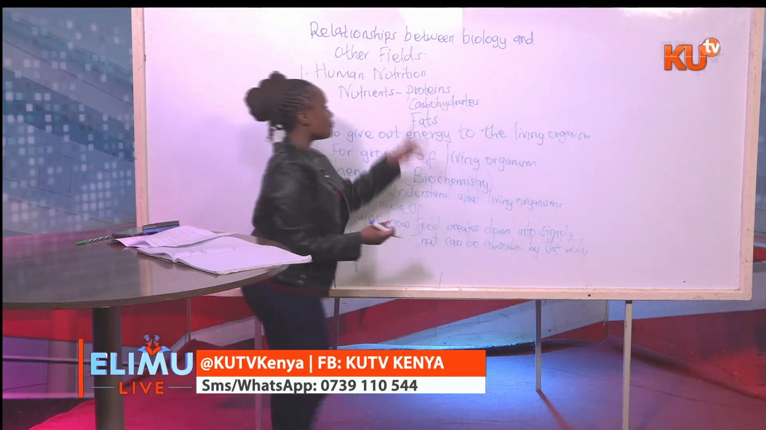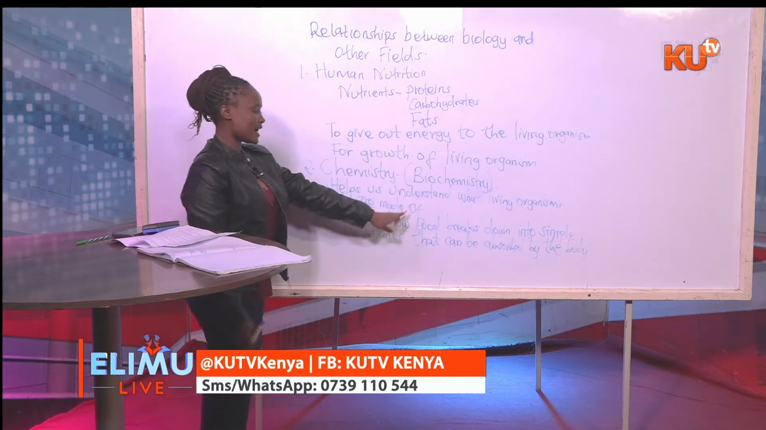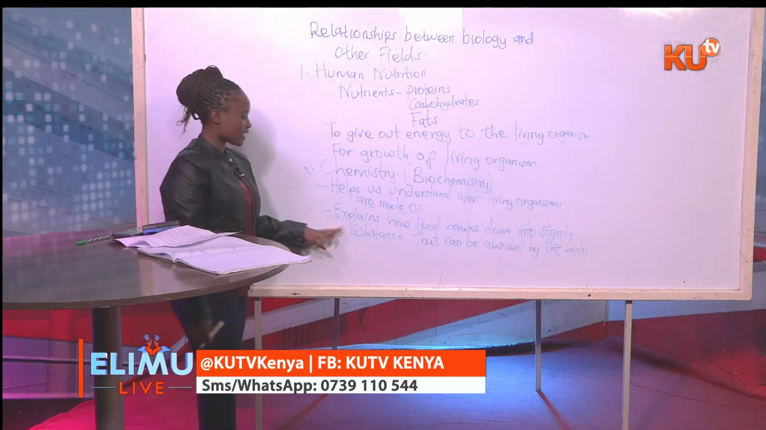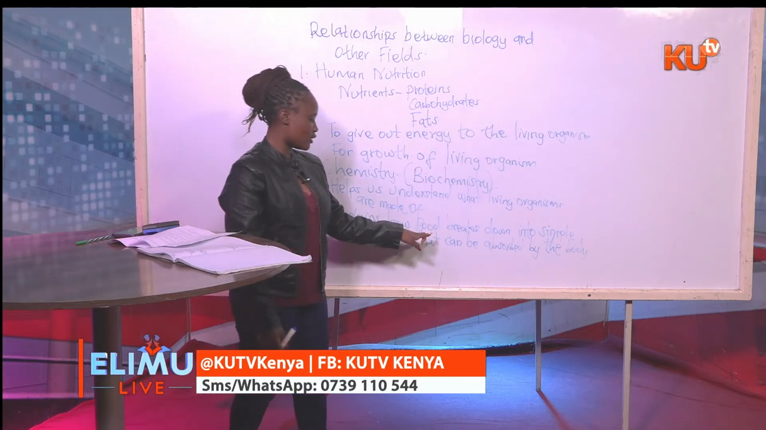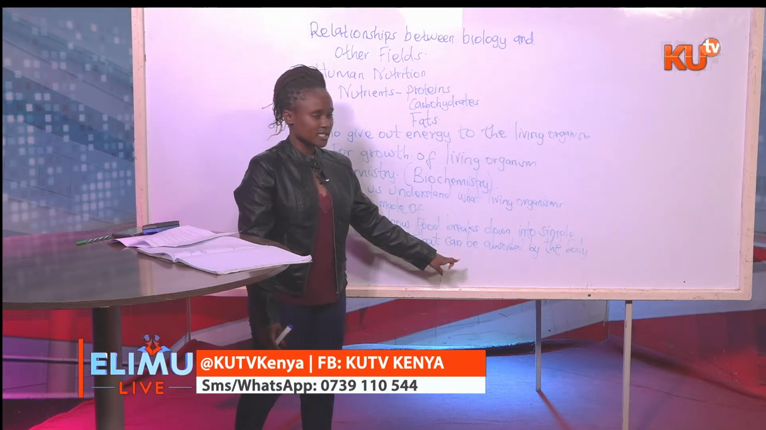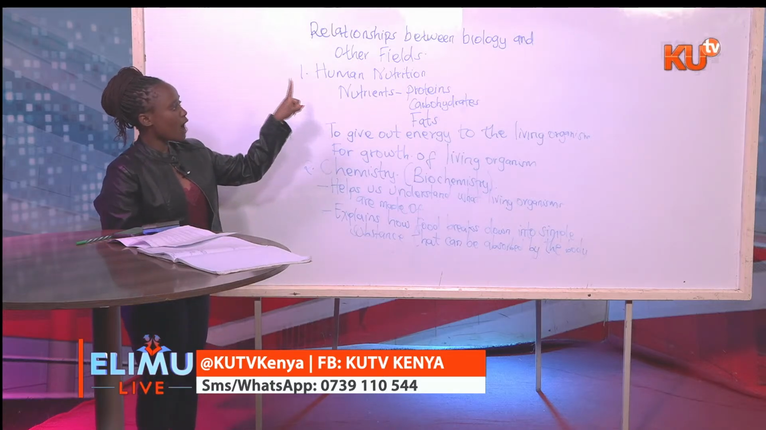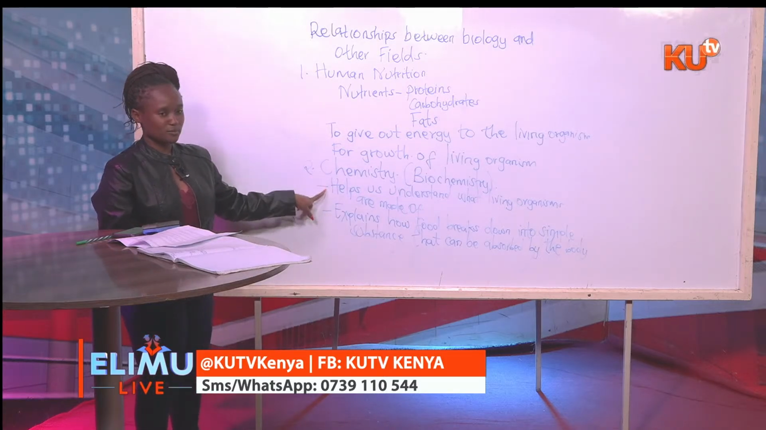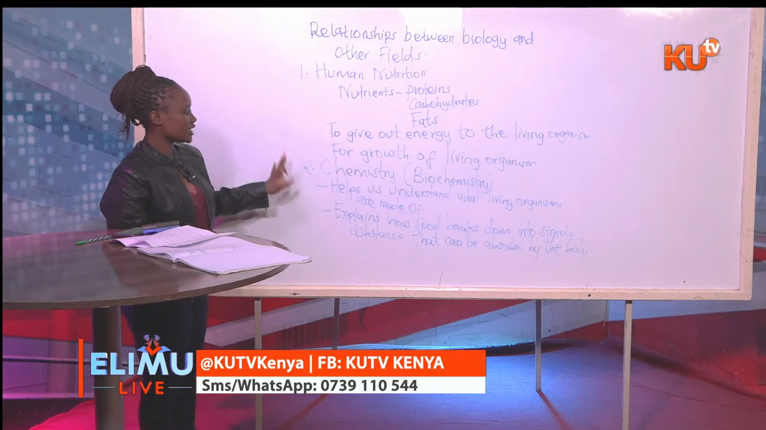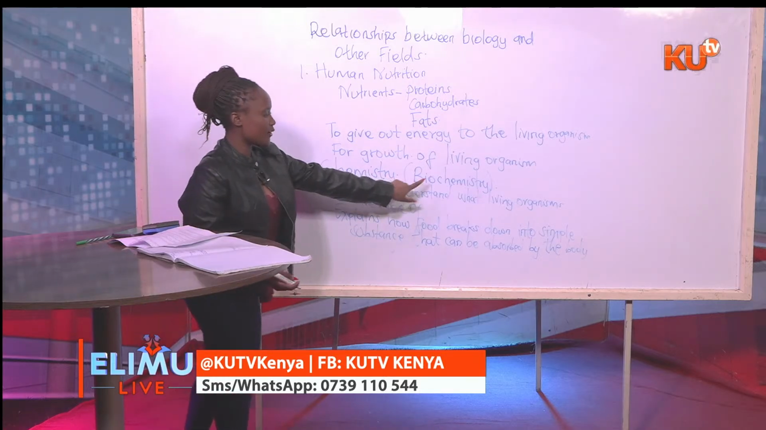So this is how biochemistry is related to biology. It helps us understand what living organisms are made of. It also explains how food breaks down into simple substances that can be absorbed by the body. So this is how biology is related to chemistry. We have number one, human nutrition. Now we have chemistry, and that gives us biochemistry.